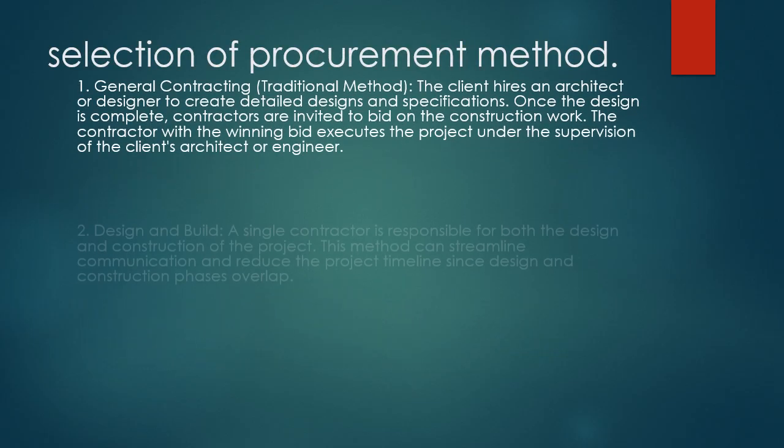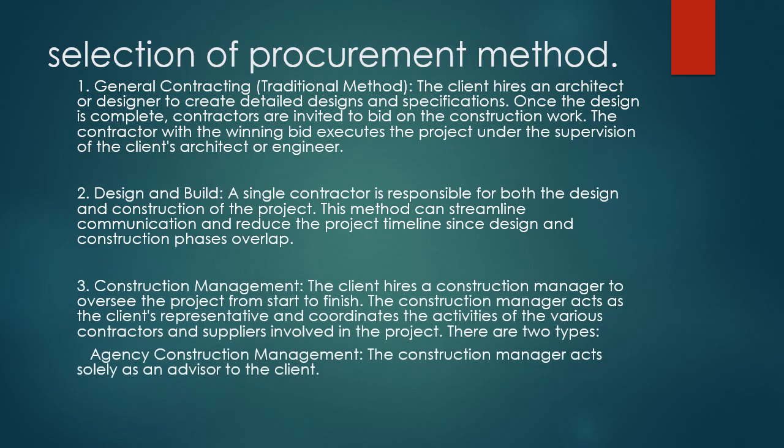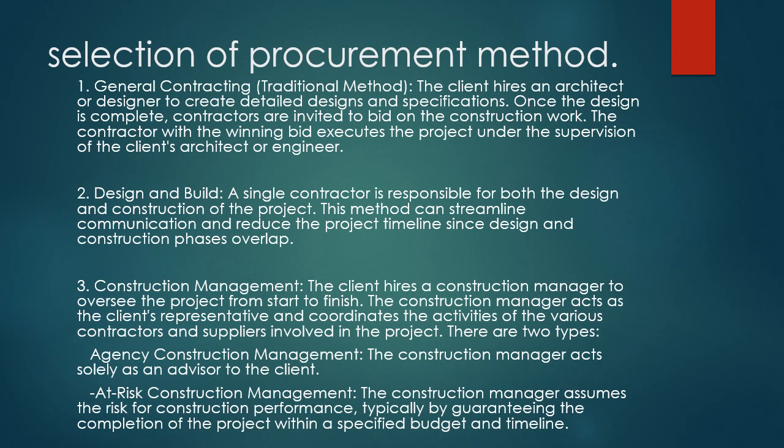Here we go, selection of procurement method. A general contracting other than traditional method. The client hires an architect or designer to create detailed designs and specification. Once the design is complete, contractors are invited to bid on the construction work. The contractor with the winning bid executes the project under the supervision of the client's architect or engineer.